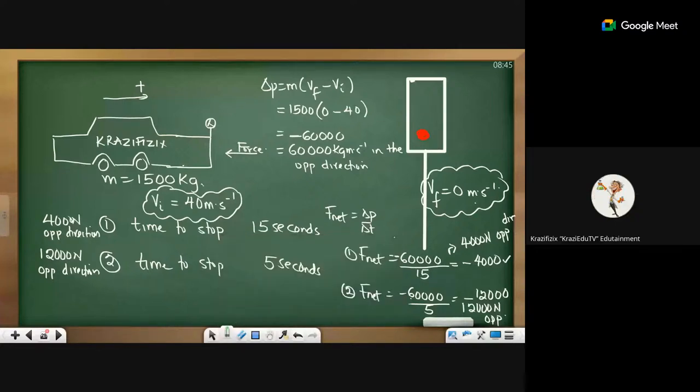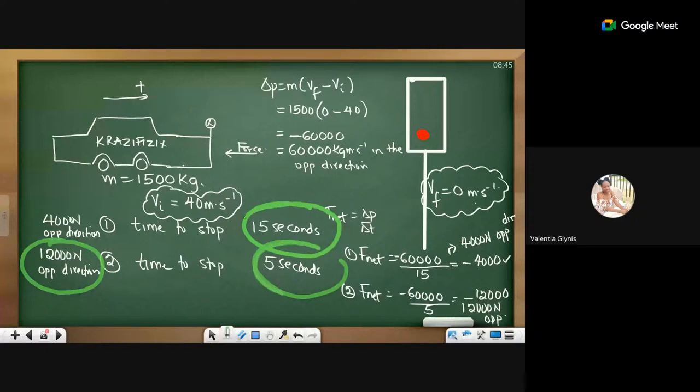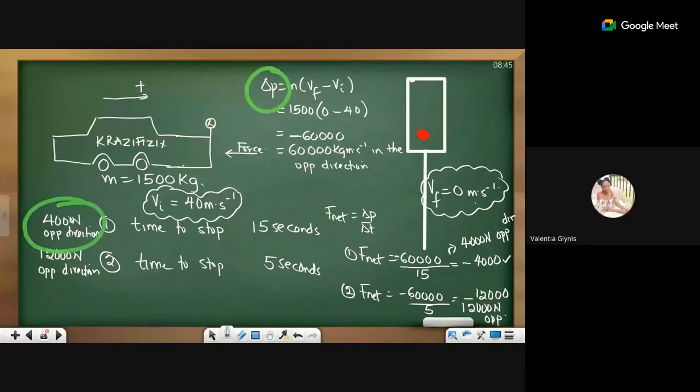Are you with me? Yes, I am. Okay. Why faster? Because it took 5 seconds for the guy to stop. The smaller the time, the bigger the force. You see here what's happening? Time is increasing. What about the force? The force is now decreasing. They are inversely proportional as long as our change in momentum is the same. Okay. All right. Are we okay? Yeah. Now I understand. Great.